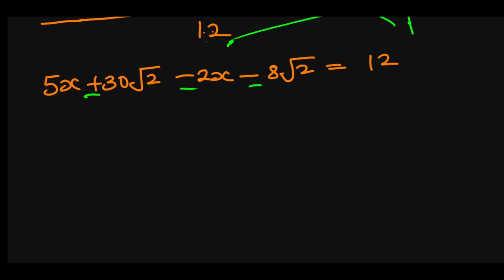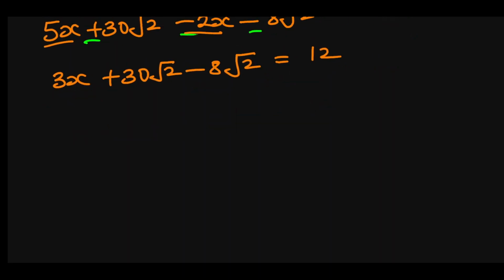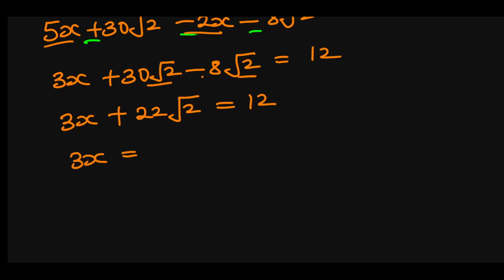Again, all the operators are siblings, so we are not afraid to collect like terms. So if we collect like terms and simplify, this gives us 5x minus 2x is 3x, then plus 30 root 2 minus 8 root 2 is equal to 12. Again, root 2, so these are like roots or like surds. So this gives us 3x, 30 minus 8 is 22. So this gives us plus 22 root 2 is equal to 12. Then 3x is equal to 12 minus 22 root 2.